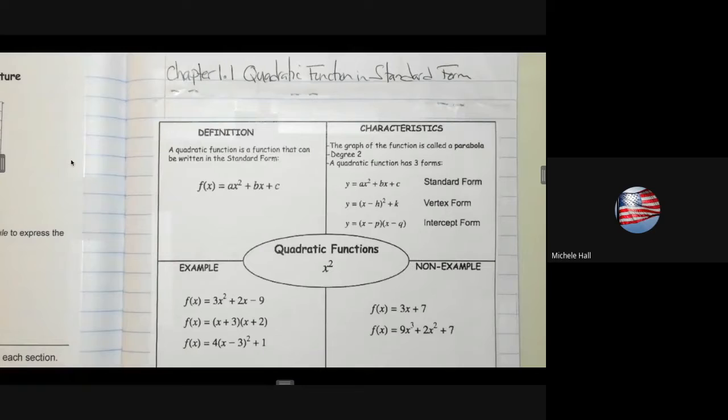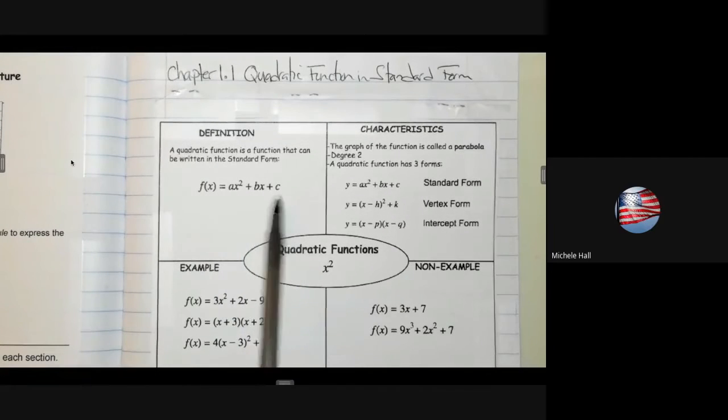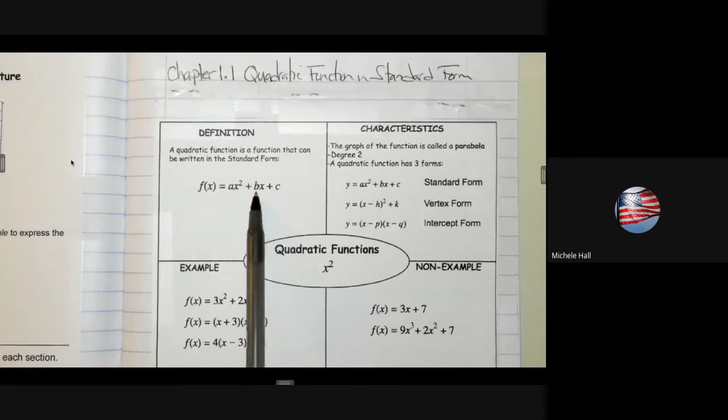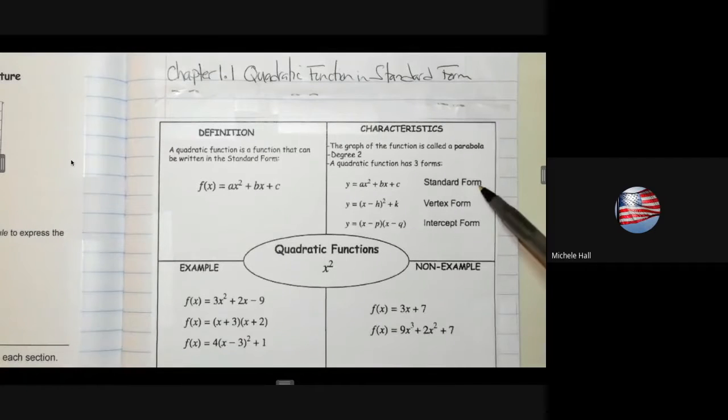Chapter 1.1, Quadratic Functions in Standard Form. We look at the definition of a quadratic function, and this is standard form: ax squared plus bx plus c. A, b, and c, we'll be using those letters a lot. We have standard form, which we're working on today. We also have vertex form and intercept form.